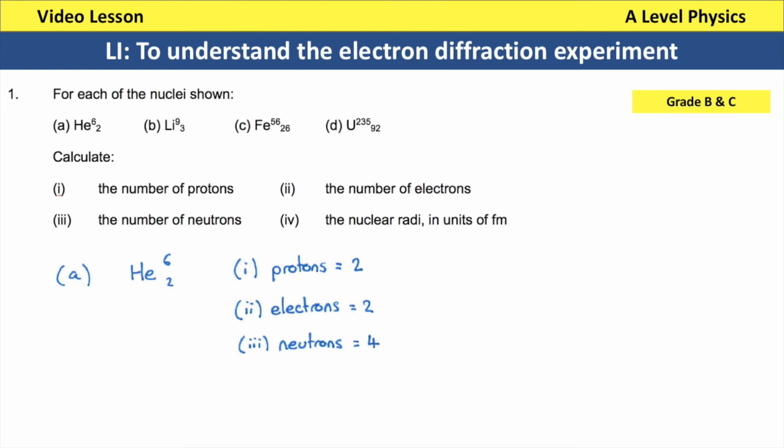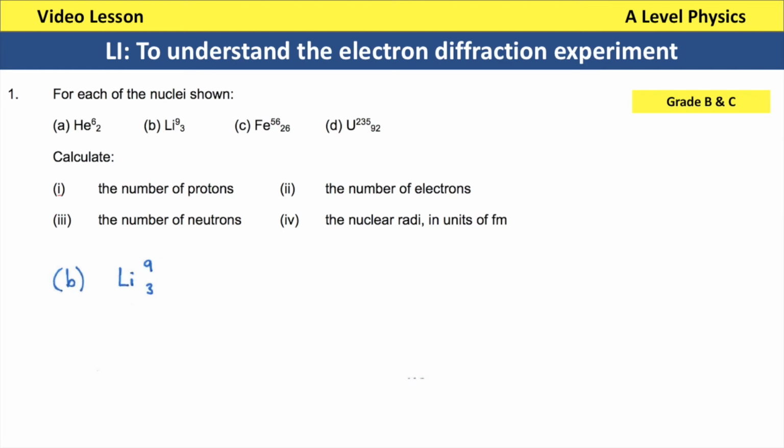And then it wanted us to work out the nuclear radius in units of femtometers. We use, of course, the equation R equals R0 A to the power of a third. Substituting the numbers in, our R0 is 1.2 times 10 to the minus 15, times the number of nucleons, which is 6 to the power of a third, comes out as 2.18 times 10 to the minus 15 meters. However, the answer that we are required to give is in femtometers. Femto is times 10 to the minus 15, so the final answer is 2.18 fm.